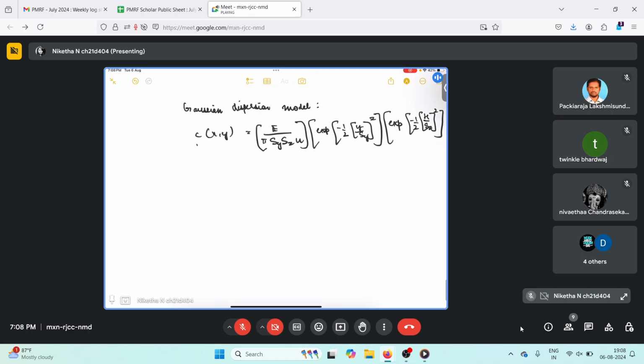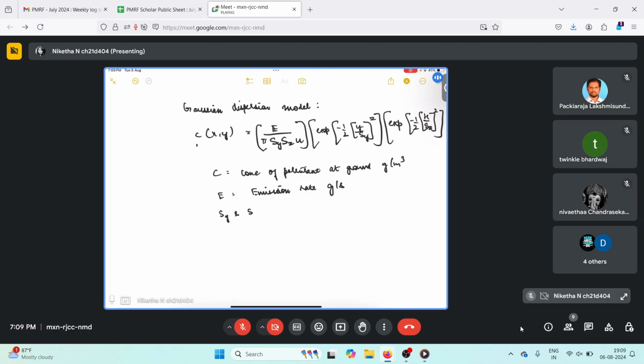So here, this is the concentration of the pollutant at ground level in grams per meter cube, and E is the emission rate, the rate at which the pollutant is emitted from the stack. This is given in terms of grams per second.